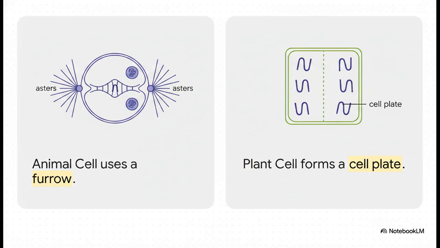Animal cells are flexible, right? So they use a deepening cleavage furrow. It pinches in from the outside moving toward the center. Plant cells, on the other hand, have a tough, rigid cell wall. They can't pinch, so instead they must build a cell plate from the center outward to separate the two new cells.